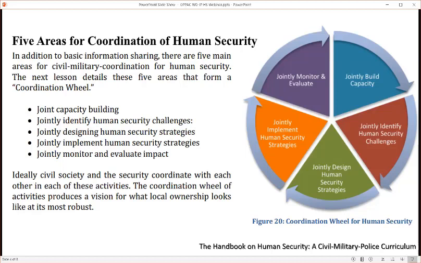And jointly designing, and then fourthly, jointly implementing these kinds of strategies are some of the goals of this multi-stakeholder process. And finally, certainly we are doing monitoring and evaluation to see, are we getting the results we want in terms of security? So these 5 points are some of the areas of coordination for human security.